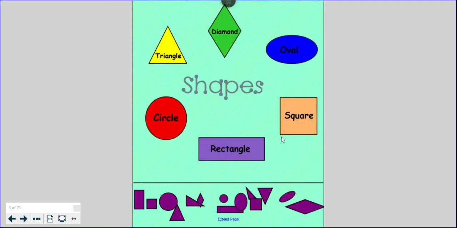All right, let's say our shapes together. Oval, square, rectangle, circle, triangle, diamond. Great job, friends.